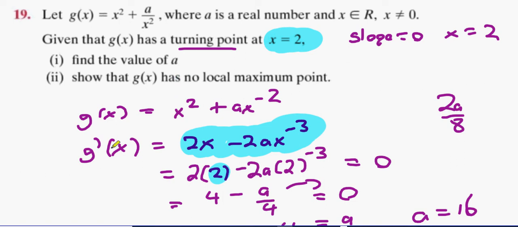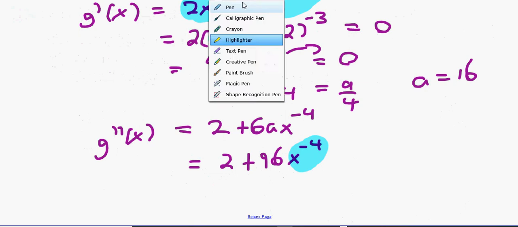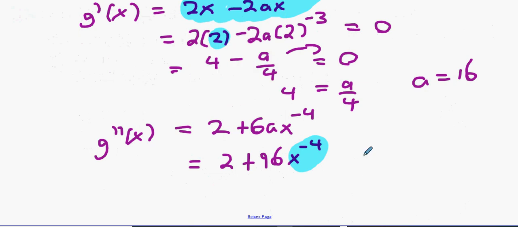Okay, now here's what I suggest we do. See this number here? I want to prove that it's always bigger than 0. What happens if it's always bigger than 0? If the second derivative is always bigger than 0 for any value of x, it means it's always going to be a min. It can never be a max.